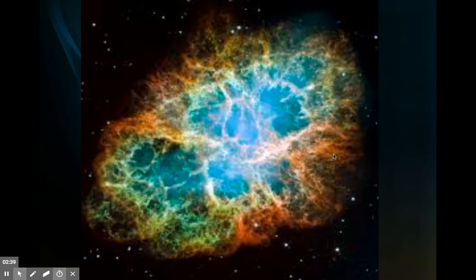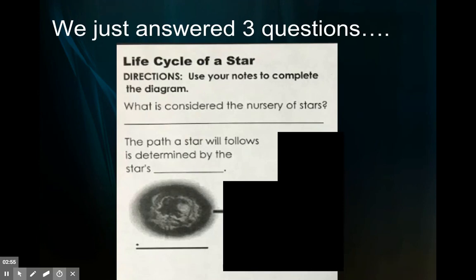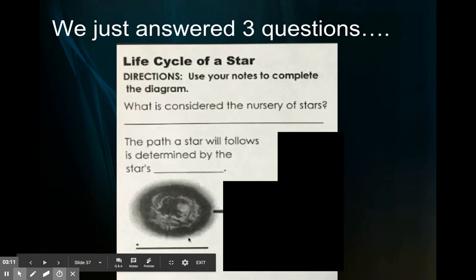All right, here's a picture of a nebula. So it's just gas and dust spread out. And it is the first step in star formation, also called the nursery for stars. All right, so we've just answered 3 questions. What is considered the nursery for stars? Nebula. The path a star will follow is determined by the star's mass. And the first step is nebula.